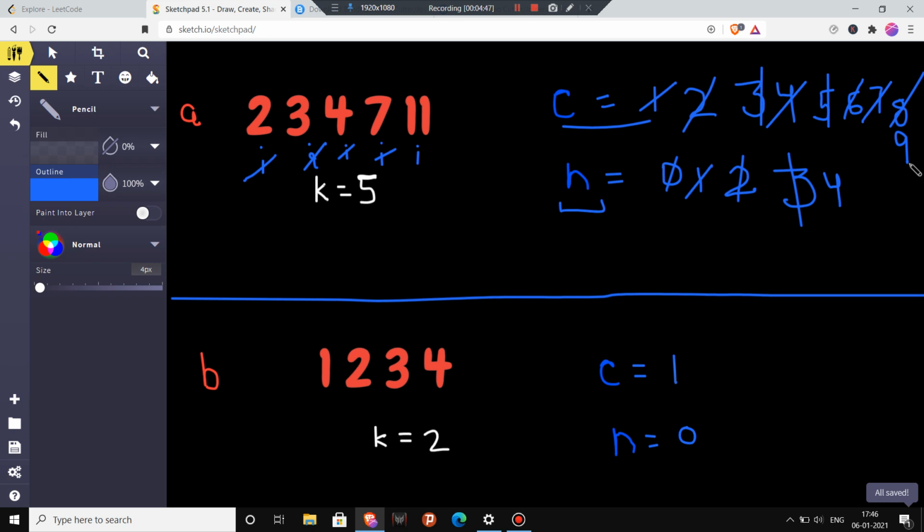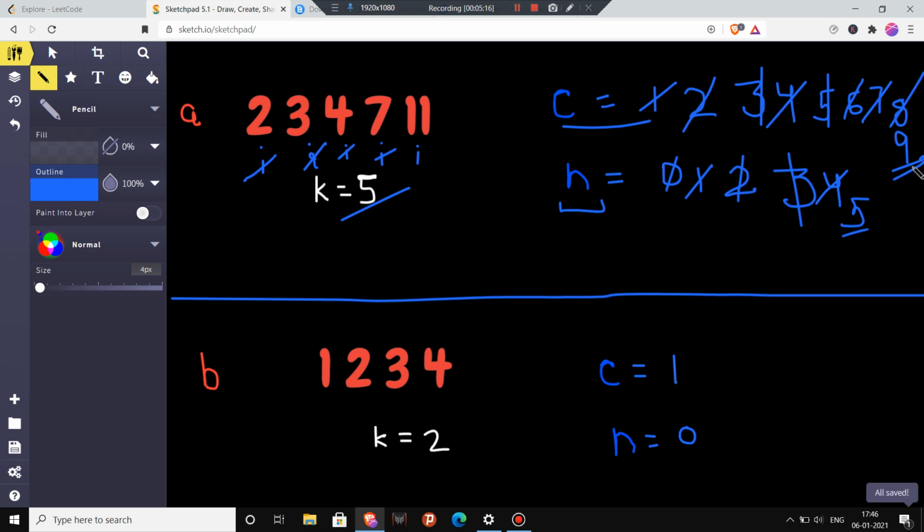Now is 9 equal to 11 or not? No, they are not equal, so we will increment our N. Now as we can see, our N has become equal to 5, which is equal to K. So now we will not increment our C, no need. Now our answer will be this C only.